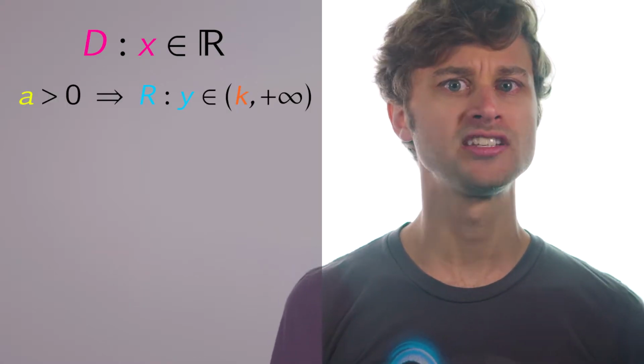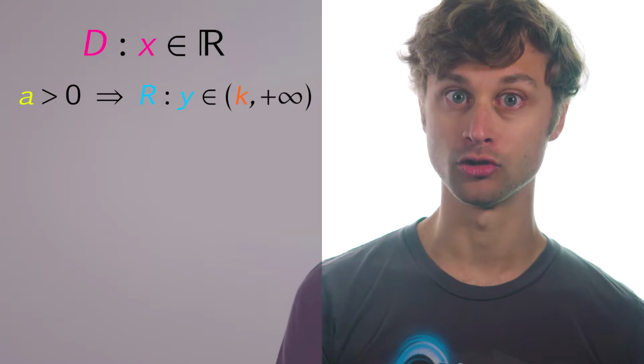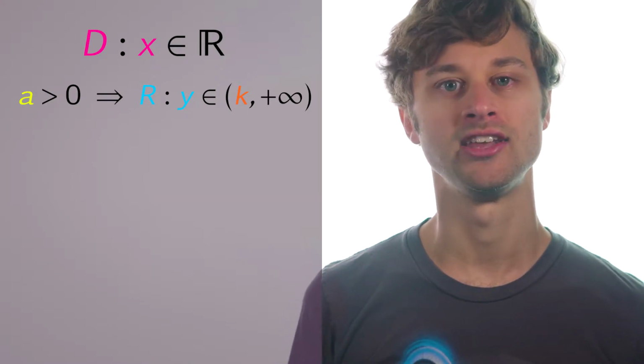The domain of exponential functions is all real numbers, negative infinity to positive infinity. The range of the function is determined by both k and a. So for instance, if a is positive, the range of the function will be from k, non-inclusive, to positive infinity.